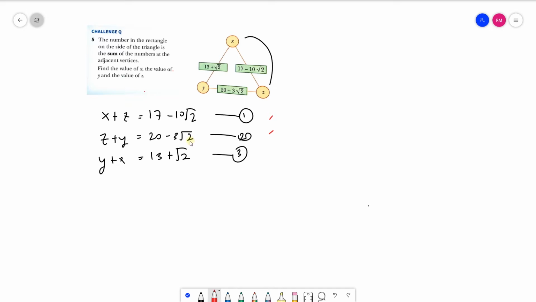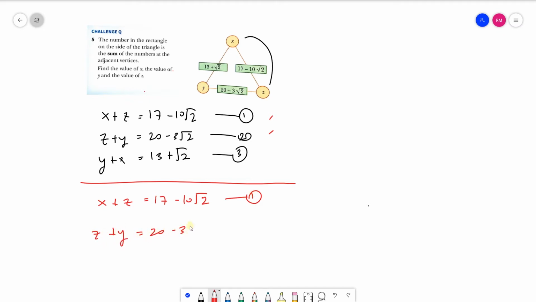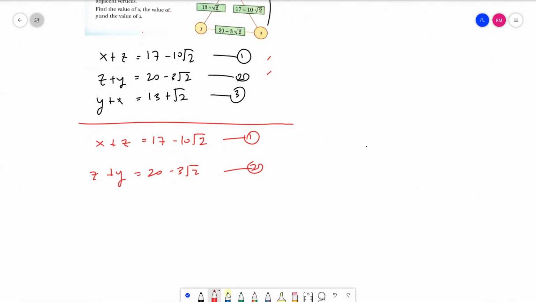Now we need to pick two of the equations separately. In this situation, I'm simply picking equation number 1 and equation number 2. Let me rewrite equation number 1, which is x plus z equals 17 minus 10 surd 2, and equation number 2, which is z plus y equals 20 minus 3 surd 2. What we need to do is make one variable the subject from either equation number 1 or equation number 2, and move everything else to the right hand side.